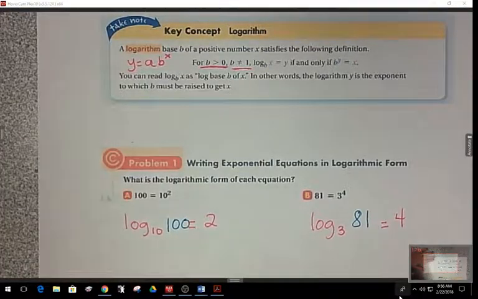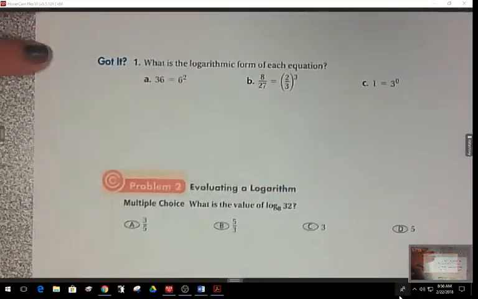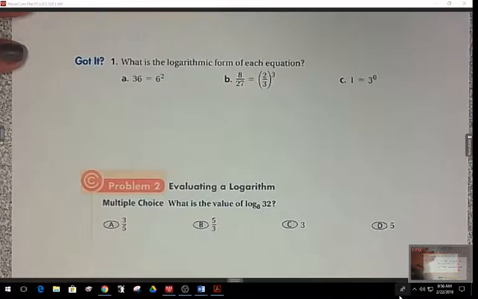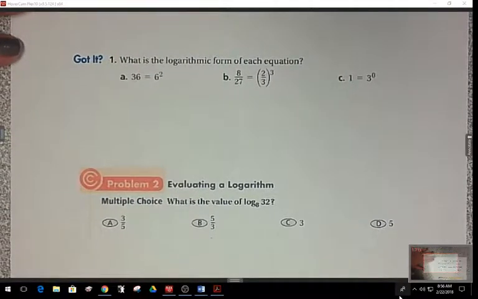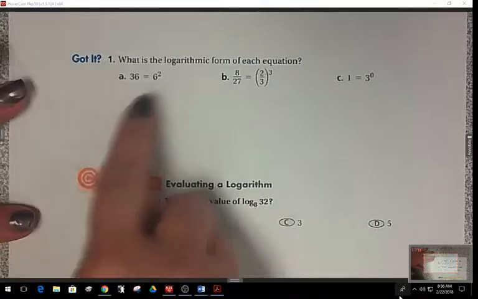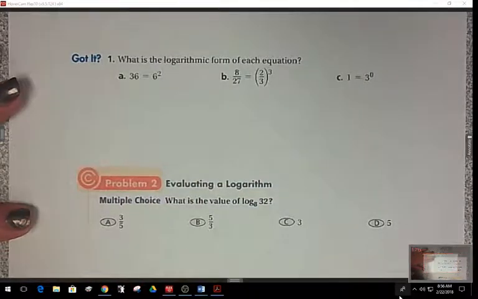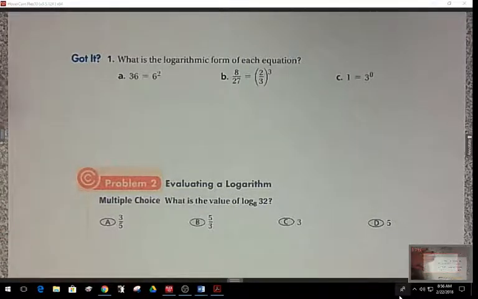All right, so now I've got some examples for you to try. Okay, in this got it question, you may need to pause the video so that you can try those 3 on your own. I'll try to give you just a minute before I put it up here, but you may need more time, so if you need to, pause it, and then you can check yours with mine in just a second.